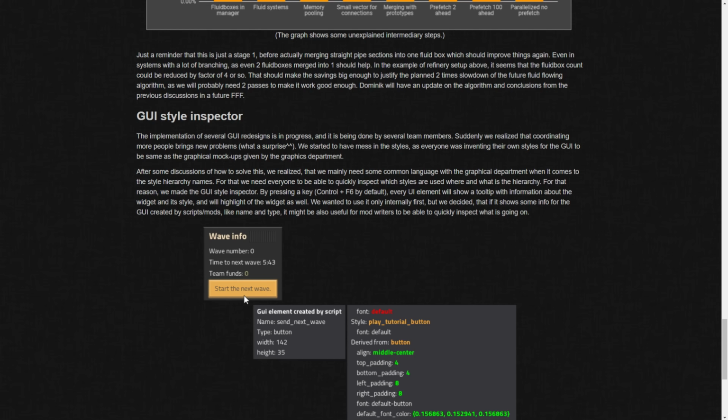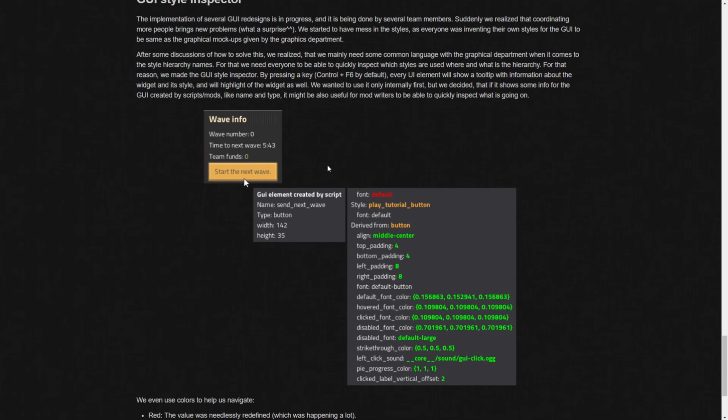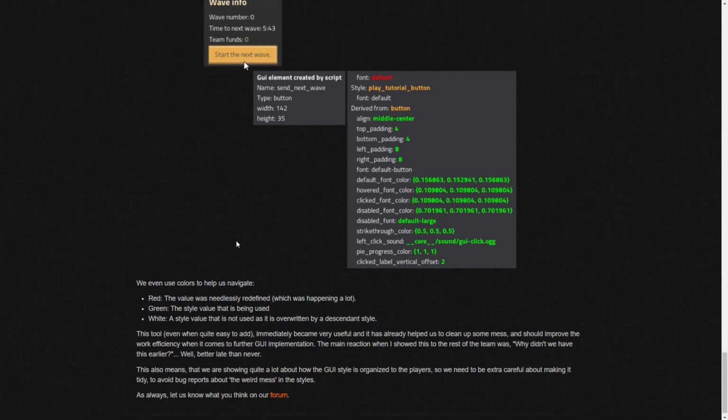We wanted to use it only internally first, but we decided that if it shows some info for the GUI created by scripts, mods like name and type, it may also be useful for mod writers to be able to quickly inspect what's going on, which I think is definitely true. So this is really cool. This should help modders quite a bit, I would imagine. Yeah, this is all useful information.